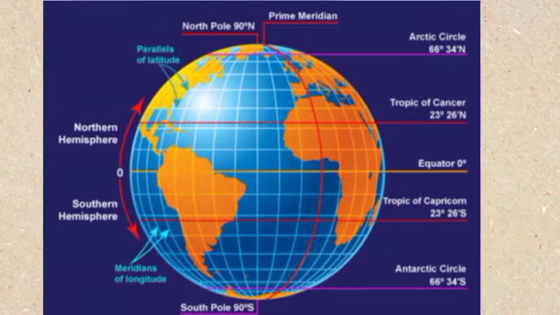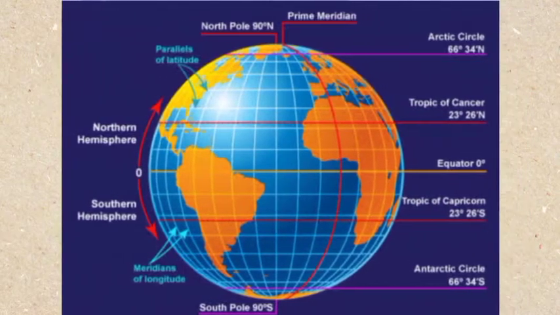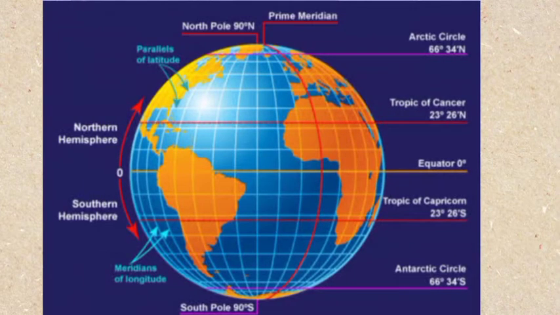Next, we'll be looking at the uses of longitude. Lines of longitude in conjunction with those of latitude are used to determine the exact location of places on the map. Lines of longitude are also used to calculate the local time of places on the Earth's surface.